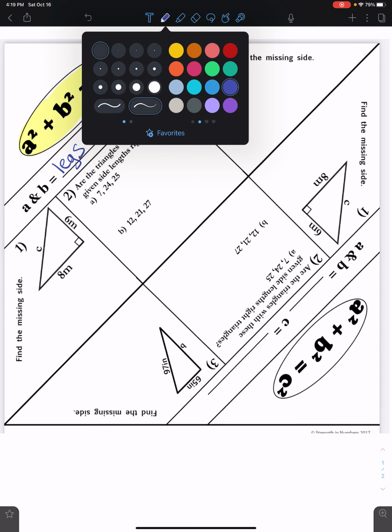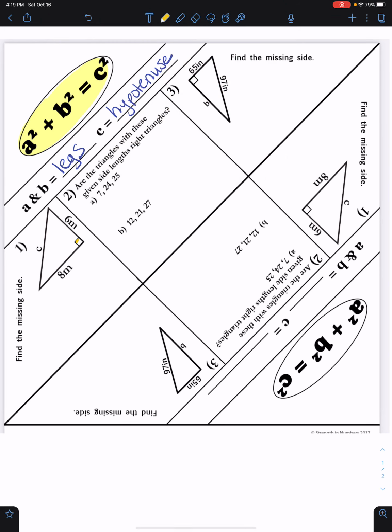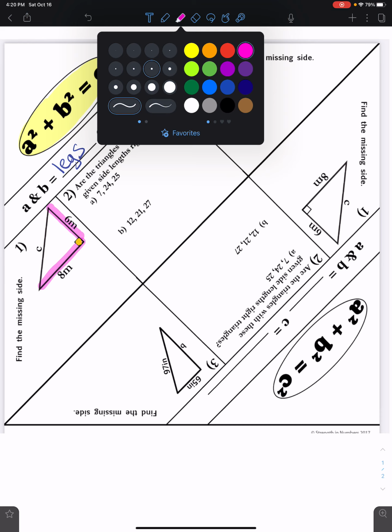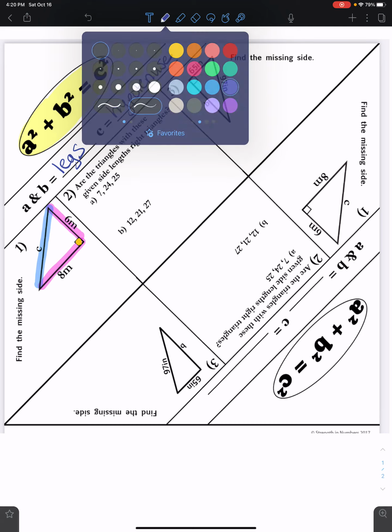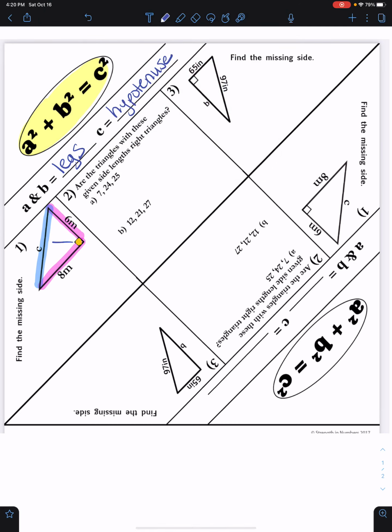So if we look at this example right here, here's a right triangle with this little box right here that indicates a right angle. And so this is a leg, this is a leg. So those are A and B. It doesn't matter which one is A and which one is B. And this is the hypotenuse. We can find it quickly because it's the longest side of the right triangle and is also directly across from the right angle.